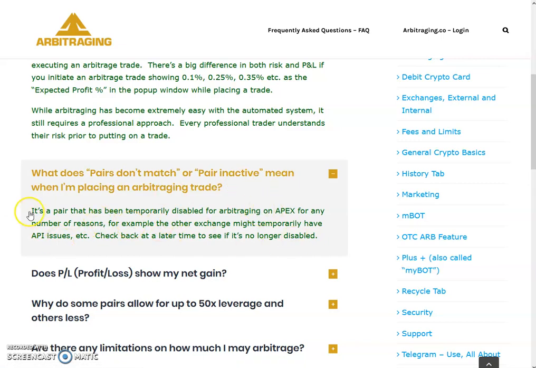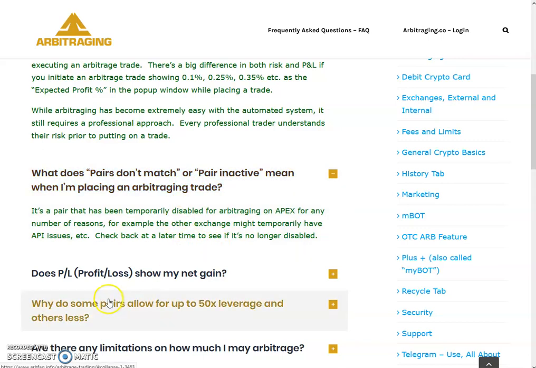It has explained in this answer that it's a pair that has been temporarily disabled for arbitraging on APEX for any number of reasons. For example, the other exchange might temporarily have an API issue etc. Check back at a later time to see if it is no longer disabled. So there can be any reason possible, like maybe the exchange is down, maybe the pair on that exchange is down, or maybe it is disabled for arbitraging on APEX. There can be API issues or anything. So wait and check back later, it will be solved for sure.